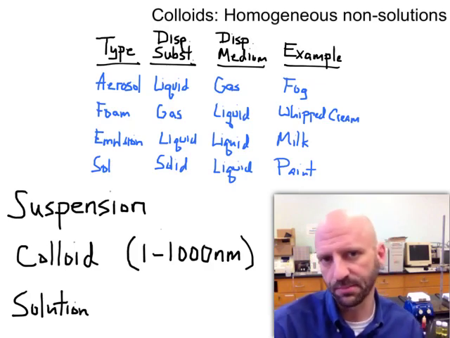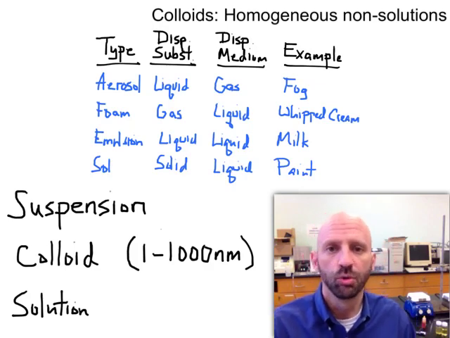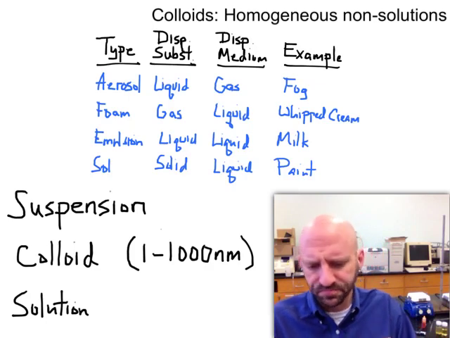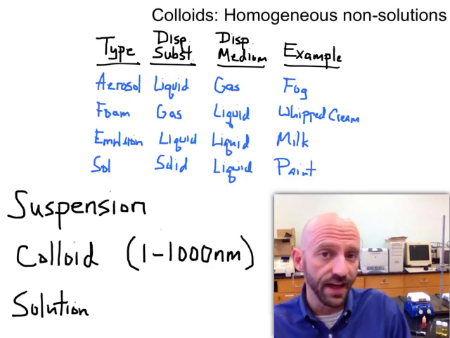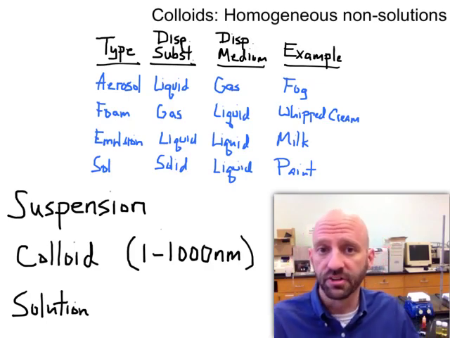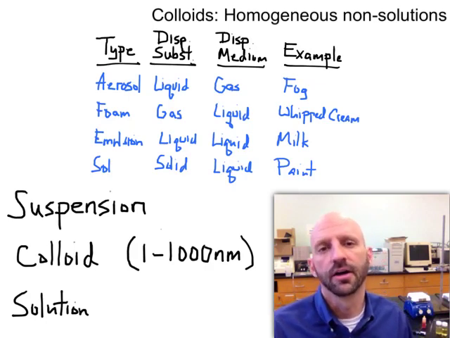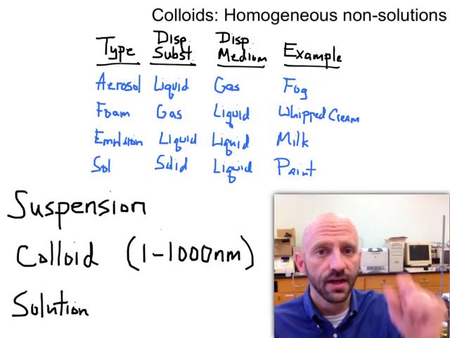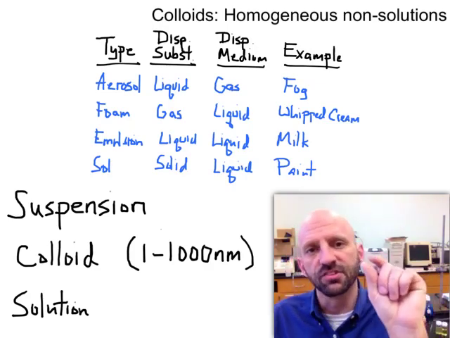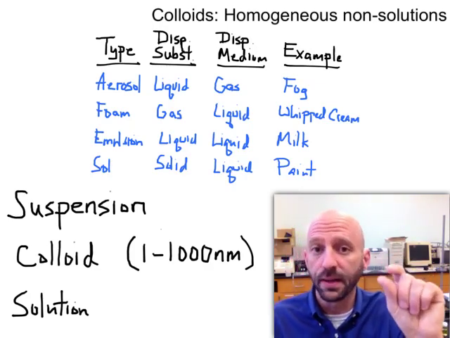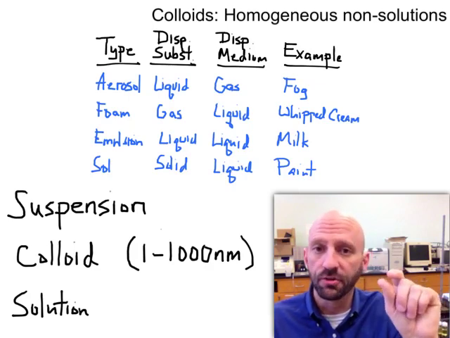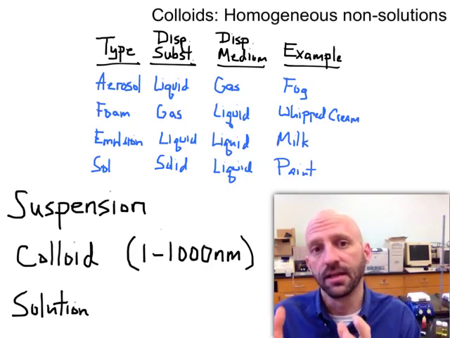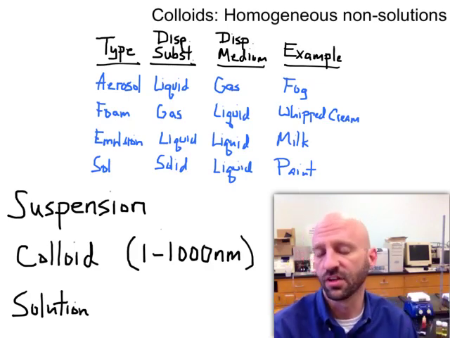Milk is another example of a colloid. It's an emulsion where we have sort of short chains of fat suspended in water. It's a liquid-liquid colloid called an emulsion. Paints are also colloids. We have tiny pigments, tiny molecules of paint, or they could be other materials, being suspended in the liquid that is the base of the paint.